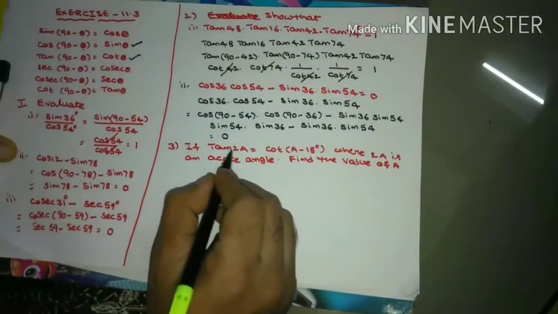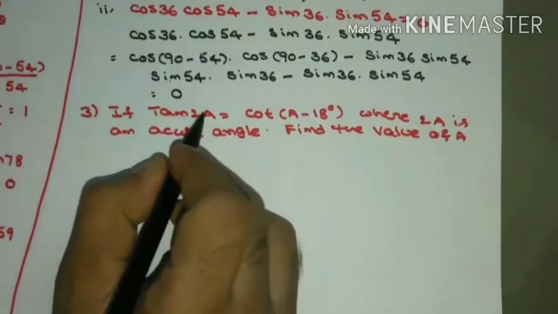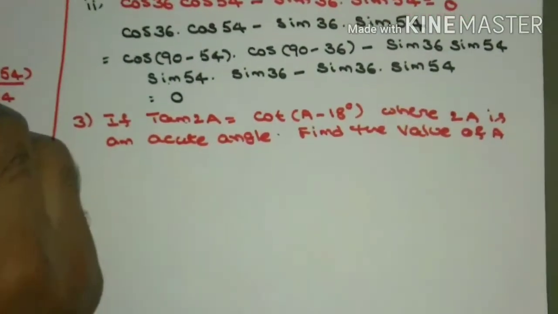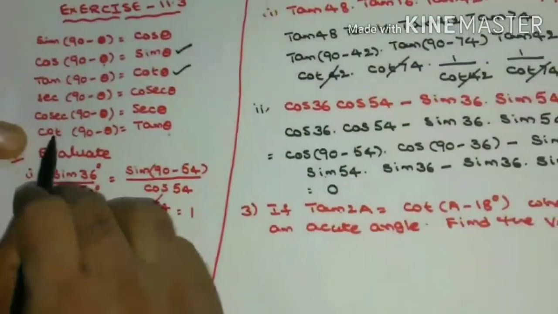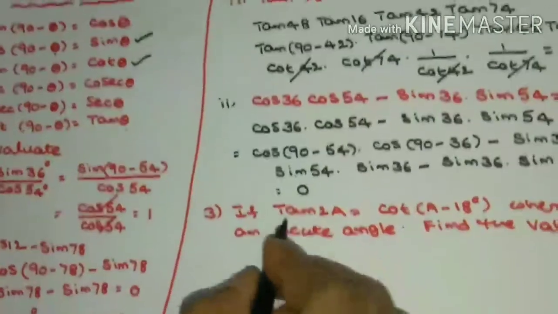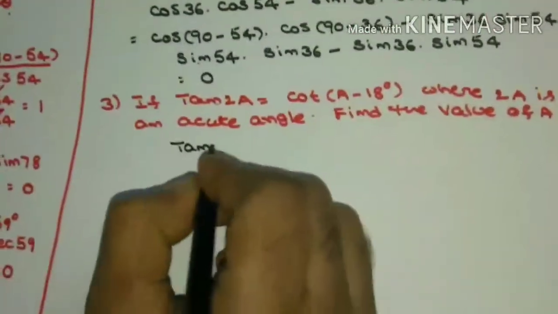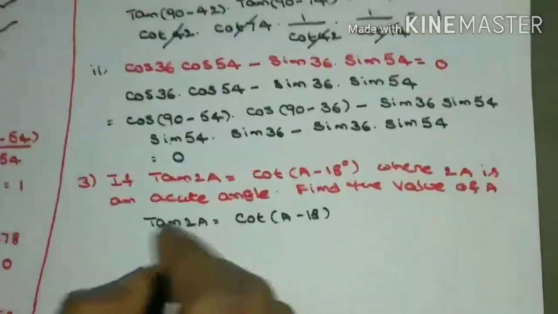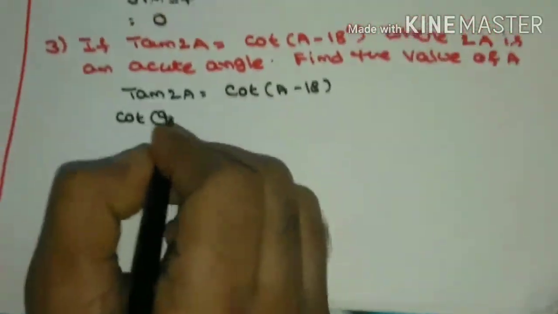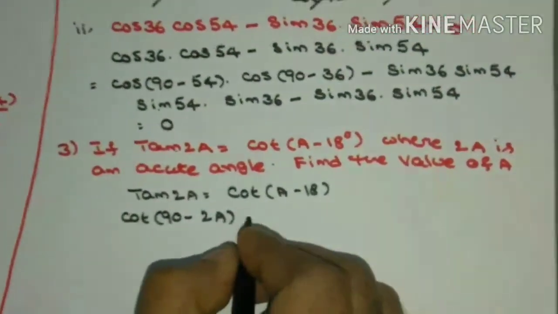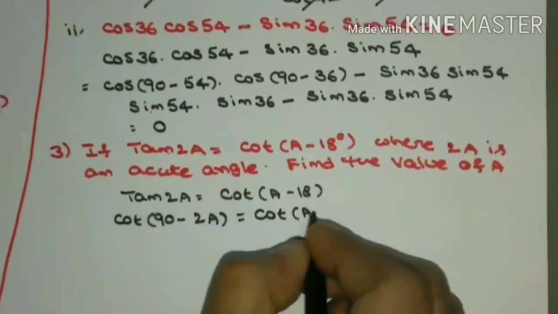How to solve? Write this tan 2a in cot terms. Compared to the previous problem, here you write in reverse. Tan theta is cot of 90 minus theta. That's why tan 2a is written as cot of 90 minus 2a, equal to cot of a minus 18.